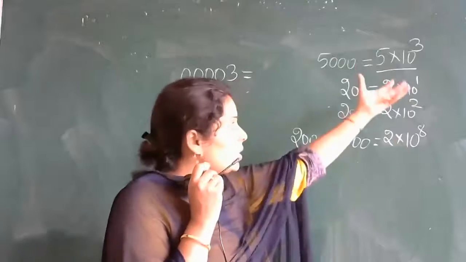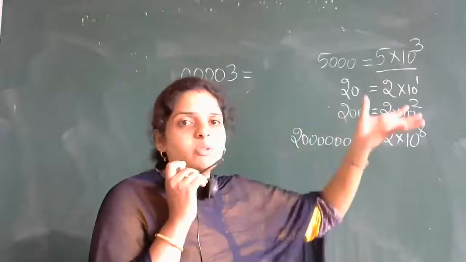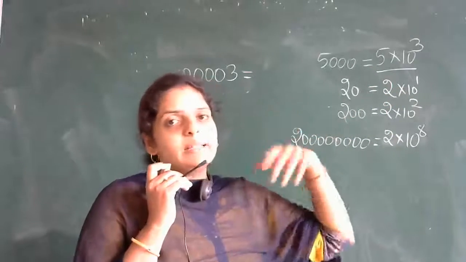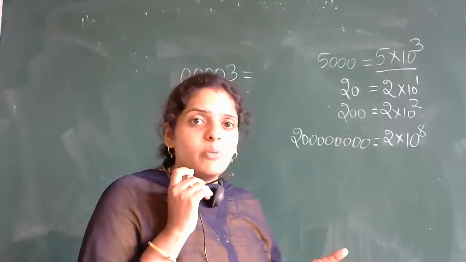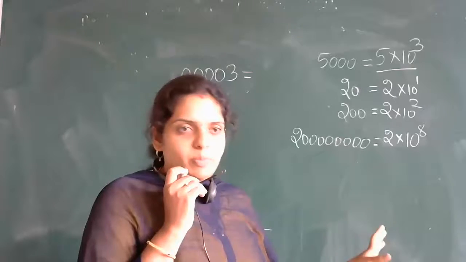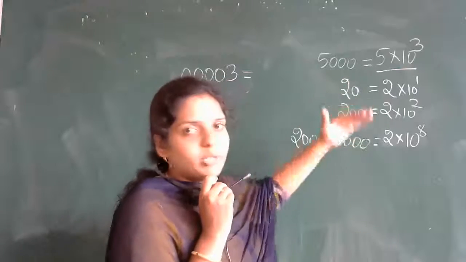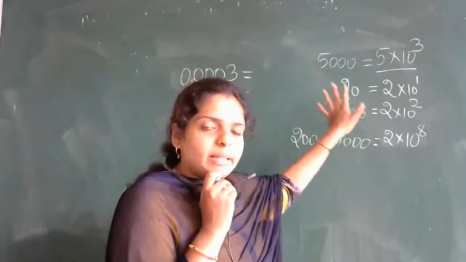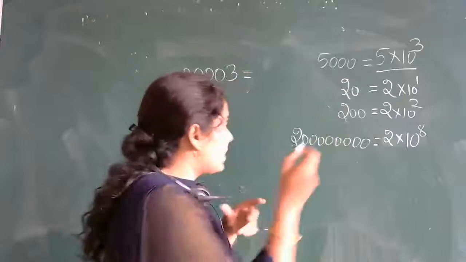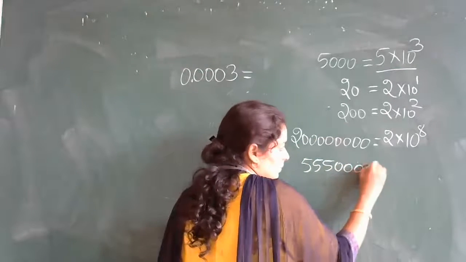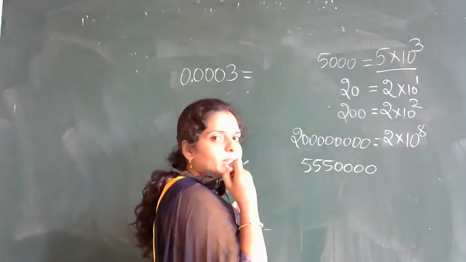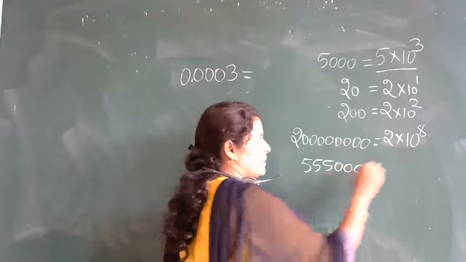Whatever number you are expressing, most of the times we prefer it in terms of scientific notation, meaning the number is expressed in terms of a into 10 raised to b. I hope this is clear to everyone. This is very simple. For example, if you have a number like this, how can you express this? Can anybody tell me how you can express this?